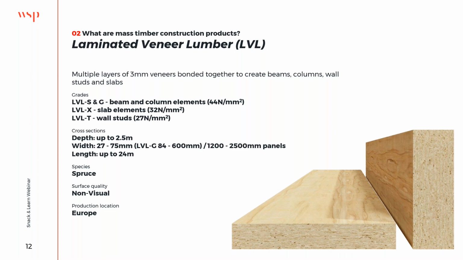So you can see there that the beam and column elements can be twice as strong in some respects as the lowest grade Glulam system, which makes them more expensive, obviously. In terms of the panels, they're made in panels of 2.5 meters deep by 50 mil wide, and they're block bonded together to create much bigger elements, beams and columns, etc., up to 24 meters, usually non-visual, usually spruce, and mainly produced in Europe or Canada, for example.